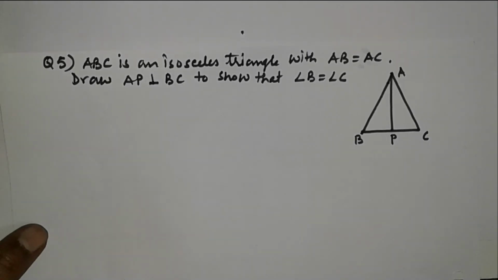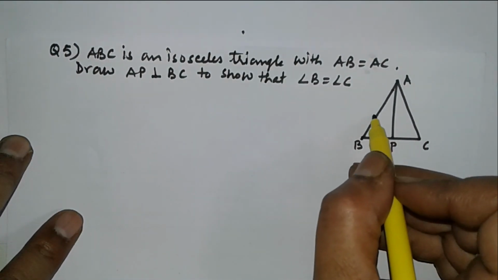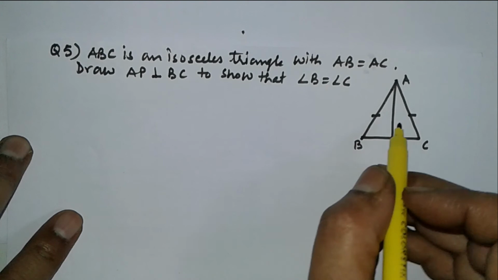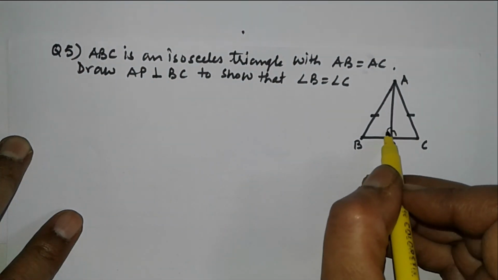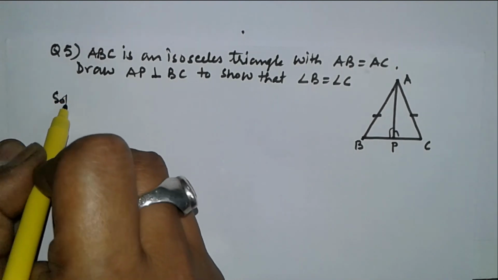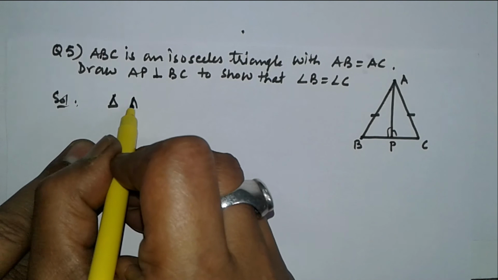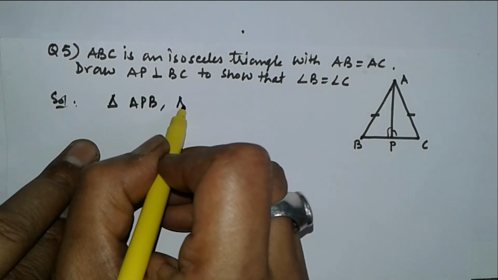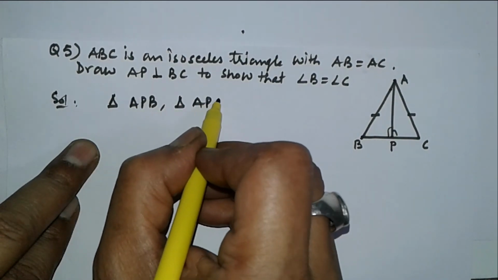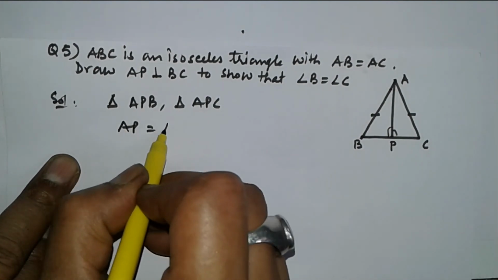Now one more question we'll take here. ABC is an isosceles triangle. It is already given, isosceles, AB is equal to AC. It is given here, and we have drawn a perpendicular AP. Show that angle B is equal to angle C. So now it is very simple here. Solution: take triangle APB and take triangle APC. In these two triangles, AP is equal to AP, it is a common side.